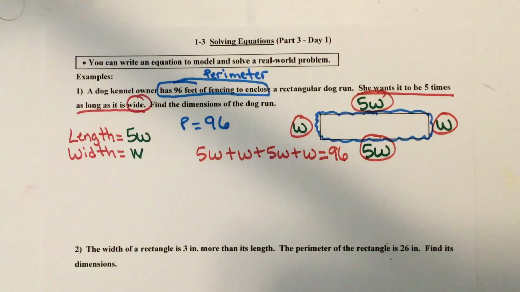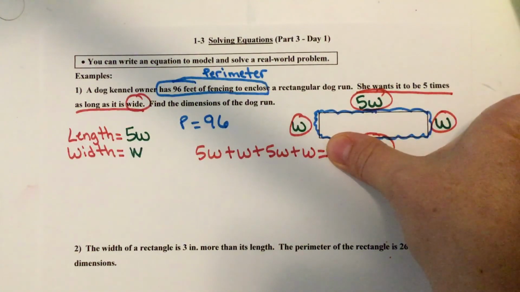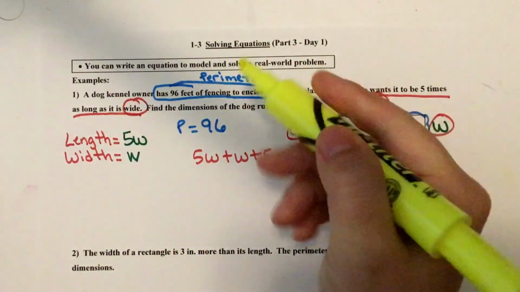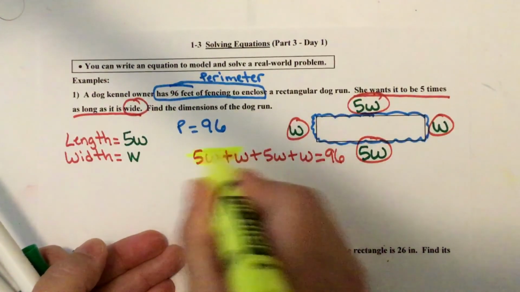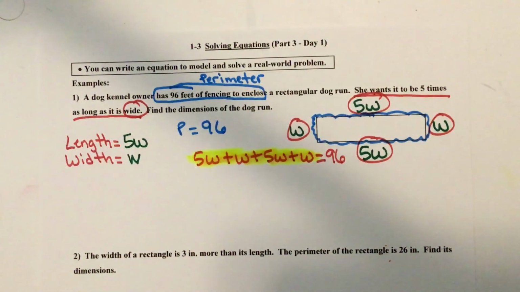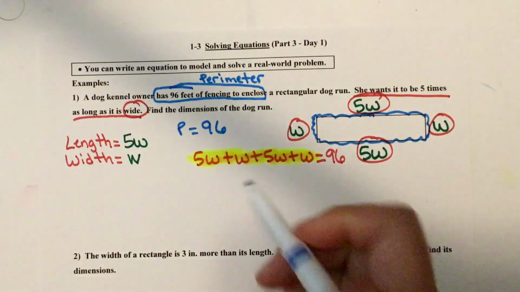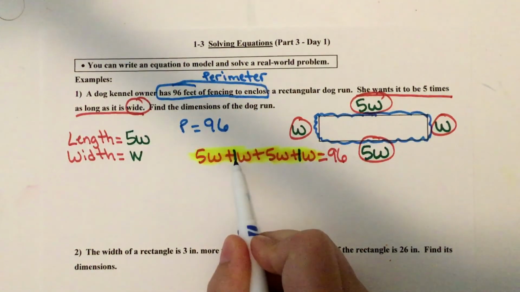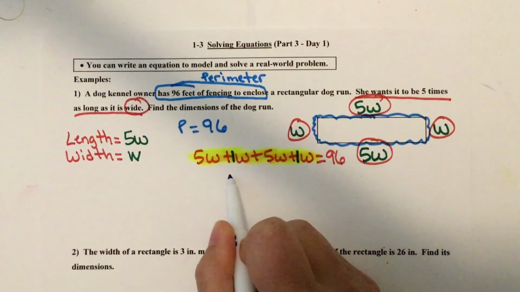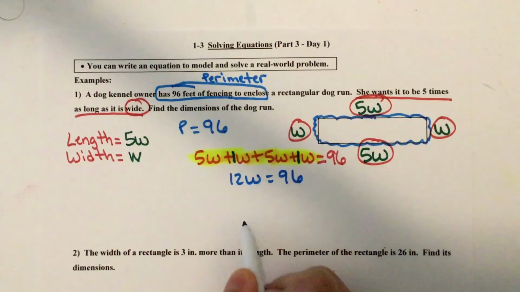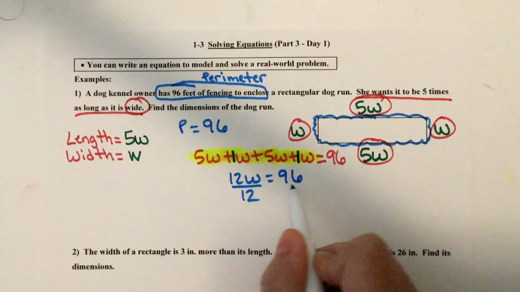Okay, if there were parentheses, we would distribute to get rid of them. Remember, after that, you look for like terms on the left side and like terms on the right side. Well, we have all like terms on the left side. I can add all of these together because they're all W's. So what do you get if you add all those W's together? 12. Remember, there's ones in front of these W's that you don't see. So 5 plus 5 is 10, plus 1 is 11, plus another 1 is 12. So 12W equals 96. And then to get W by itself, we would divide by 12.